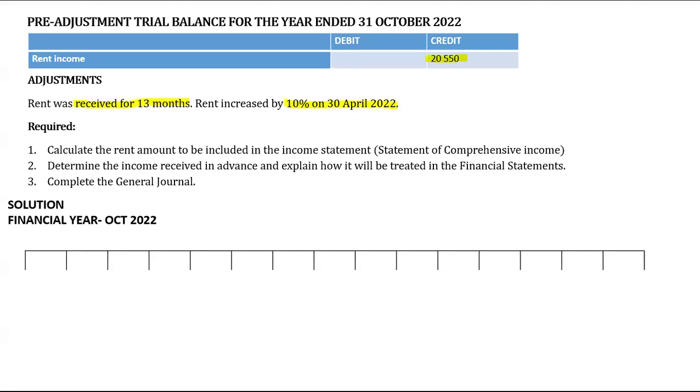As I've said, rent income will be only for 12 months. The 13th month, which will be the 30th of November 2022, rent for that month is not supposed to have been recognized as income, but unfortunately, it is in that 20,550. So we need to take it out. The problem is that we can't just take that 20,515 divided by 13 because our rent was not the same for the entire year. During the year, to be precise, on the 30th of April 2022, it was increased by 10%.